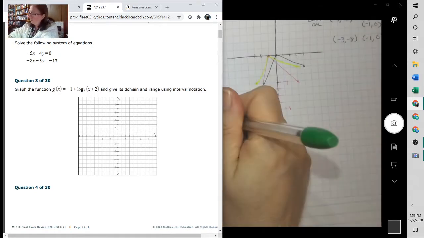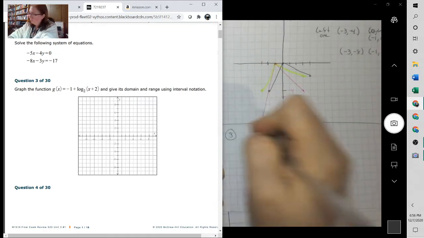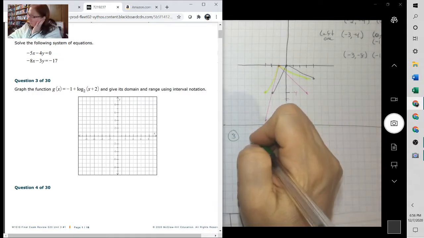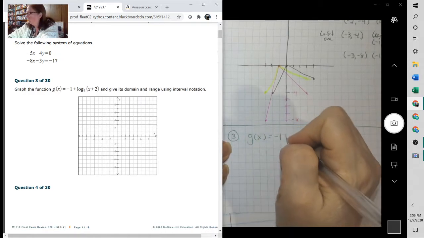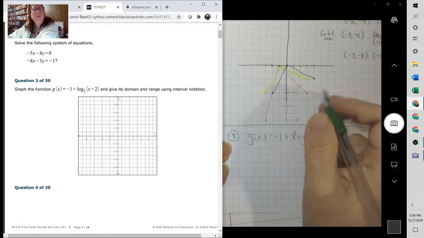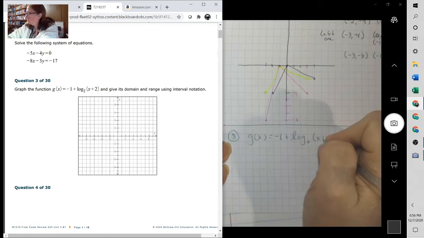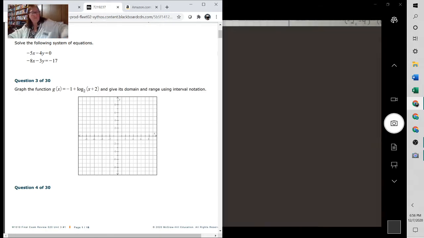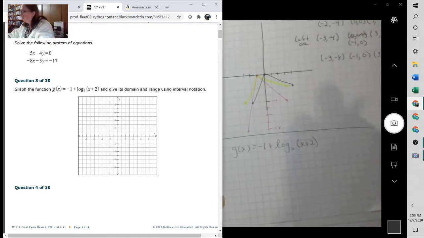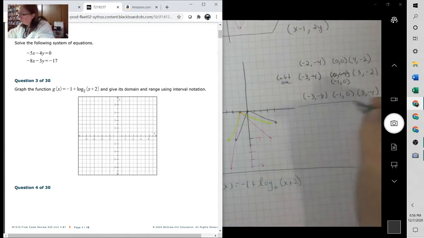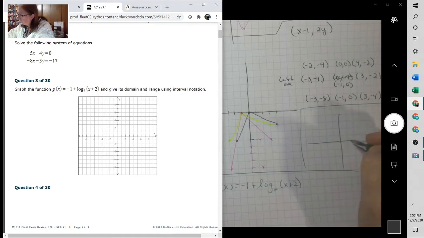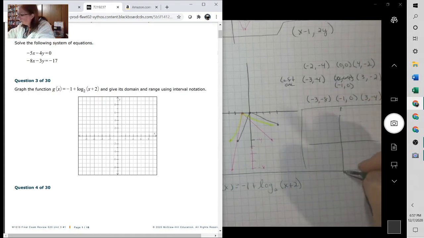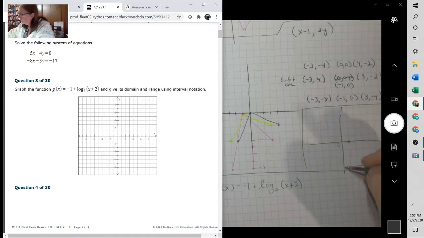Number 3, g of x equals a -1 plus the log base 2 of x plus 2. Now the normal log, I'll draw it over here, has an asymptote here at 0, and it crosses at 1, and it goes like this.